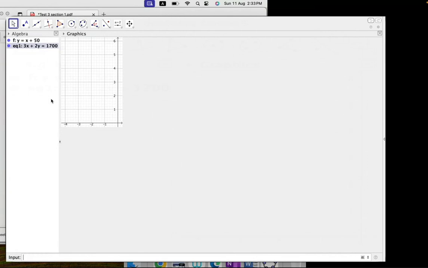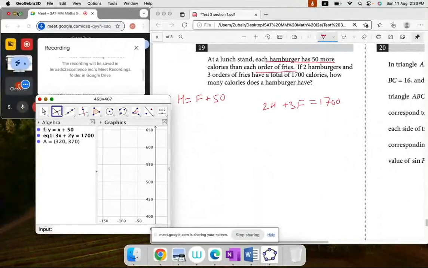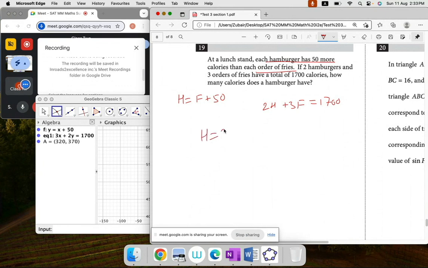Desmos is actually much more relaxed than this one. Sir, could you go back to the question quickly? I think your screen is frozen. So hamburger is 370 and fries is 320.